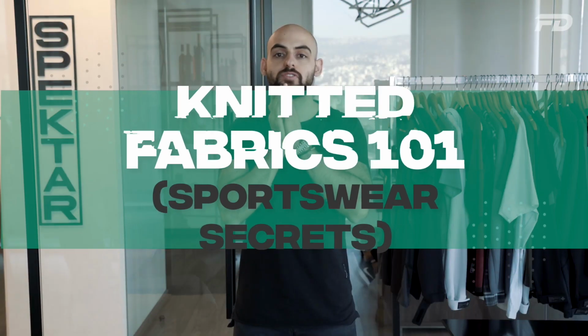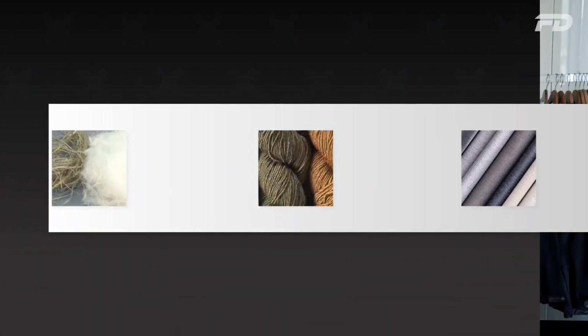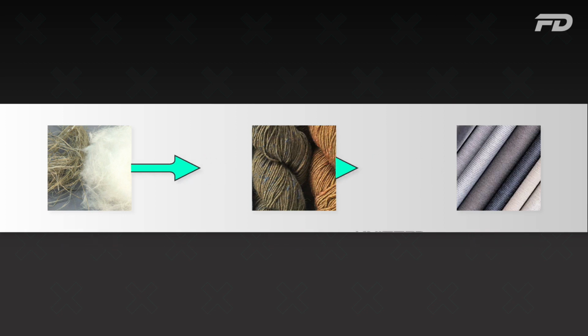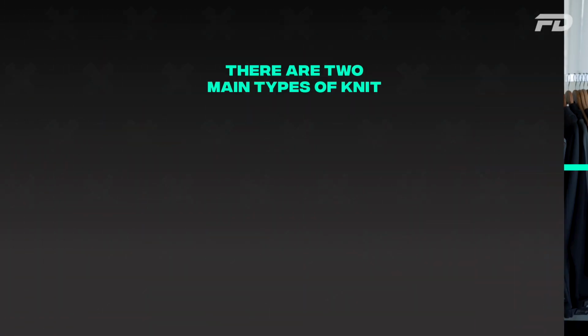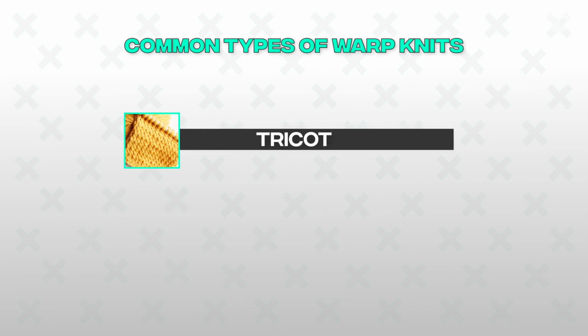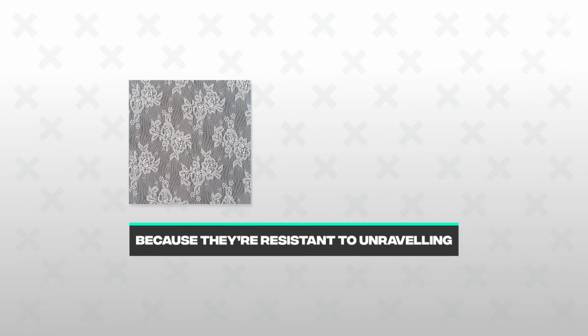Knitting is the most common type of textile production where we take fibers and convert them into yarns, and then we knit them into the finished textile. There are two main types of knit fabrics that we see in day-to-day experiences. The first being weft knits, and the second being warp knits. Some common types of warp knits that you see in everyday garments are things like tricot and milanese. These tricot knits are typically used in lingerie as they are very susceptible to running, or otherwise known as unraveling.